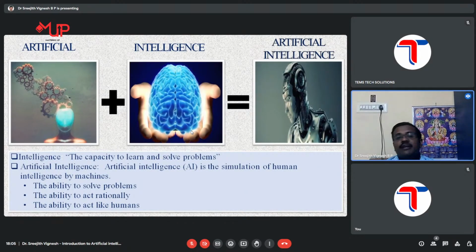It is the ability to solve problems, the ability to act rationally, and the ability to act like humans. These are the three factors that artificial intelligence is all about. We are embedding the logical portion of the human brain into machinery, and the machines are coded with a set of instructions, and those instructions help us find a solution for whatever problem we come across. This is how artificial intelligence actually works.